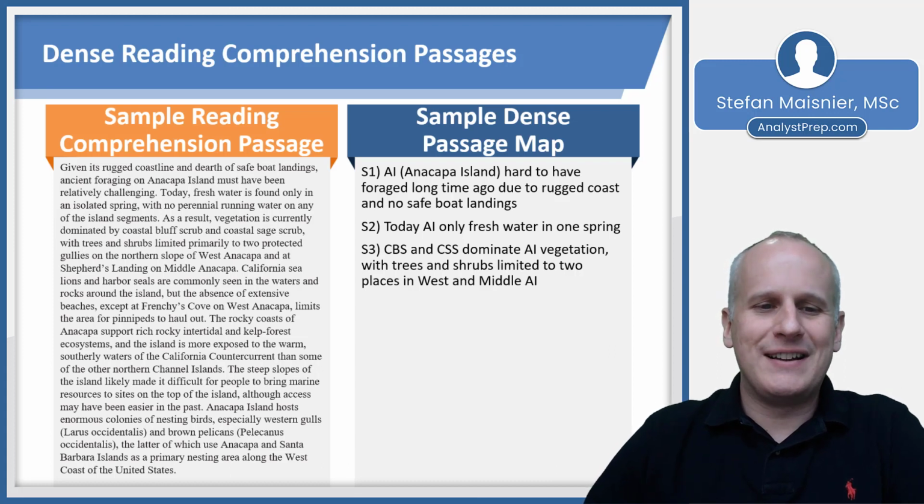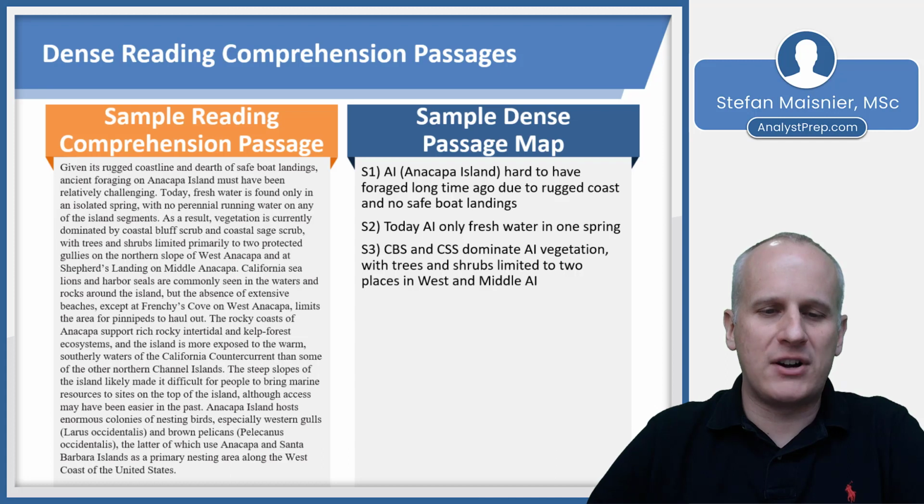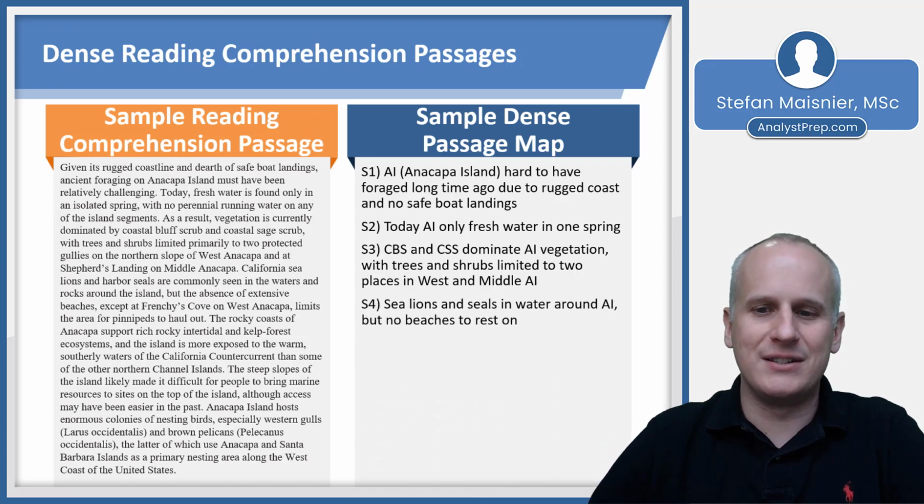Then, California sea lions and harbor seals are commonly seen in the waters and rocks around the island, but the absence of extensive beaches, except at Frenchie's Cove on West Anacapa, limits the area for pinnipeds to haul out. So, sentence 4, sea lions and seals in water around AI, but no beaches to rest on, with that exception if it comes up. So, then the rocky coasts of Anacapa support rich, rocky intertidal and kelp forest ecosystems, and the island is more exposed to the warm southerly waters of the California countercurrent than some of the other northern channel islands.